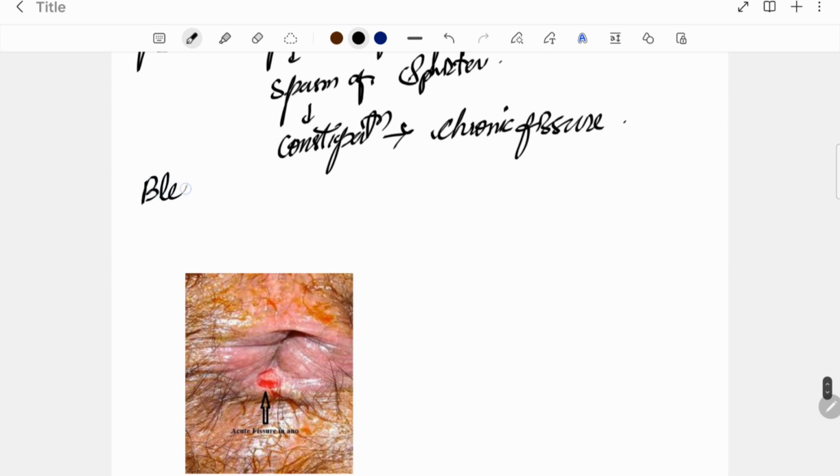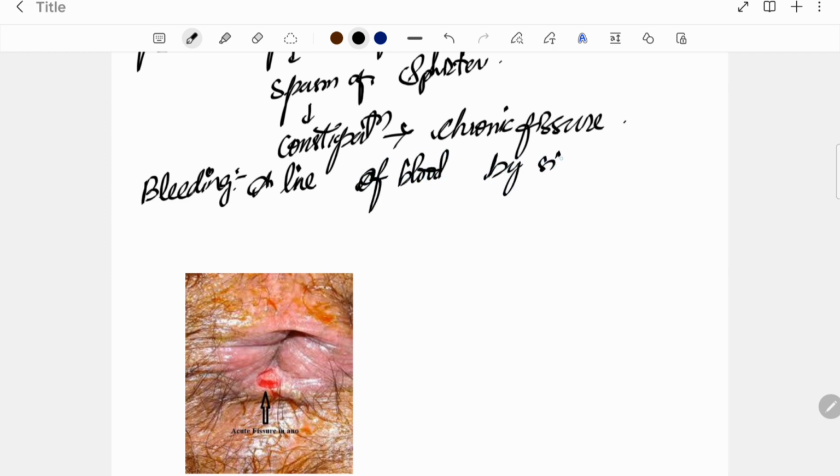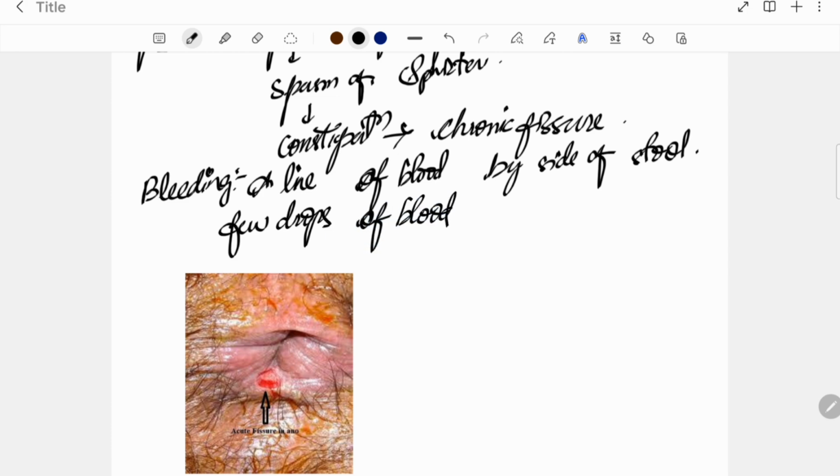So if we see the bleeding, a line of blood by the side of the stool is present, or a few drops of blood at the end of defecation.